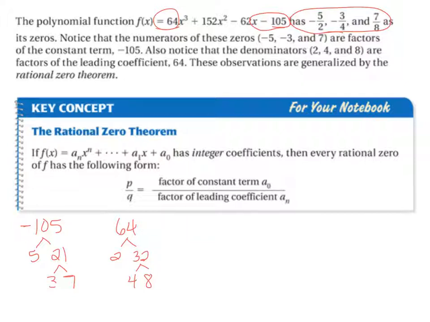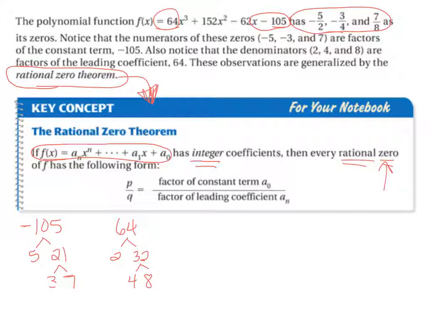These observations are generalized by the rational zero theorem, which is right here. If this huge polynomial has integer coefficients, that's the numbers in front of the letters, then every rational solution has the following form. It's called P over Q. P would be a factor of the constant term, the end, and Q is a factor of the leading coefficient, the beginning.